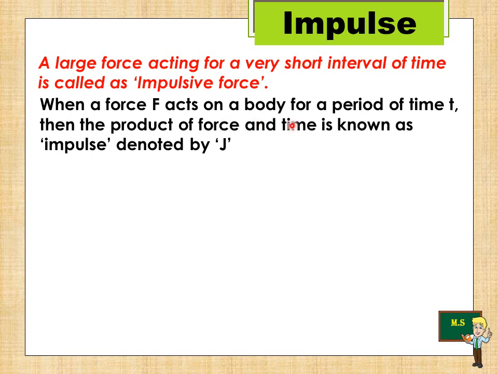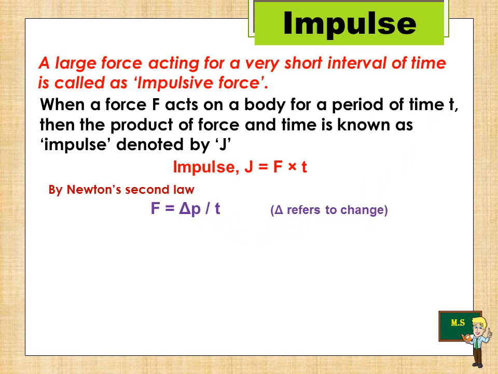When a force F acts on a body for a period of time t, the product of force and time is known as impulse, and the impulse is denoted by J. We have impulse J is equal to force into time, and by Newton's second law, F is equal to del P divided by T. Here del refers to change, and del P is equal to F into T. Therefore, if you substitute the value of del P in the equation, J is equal to F into T, then J is equal to del P.